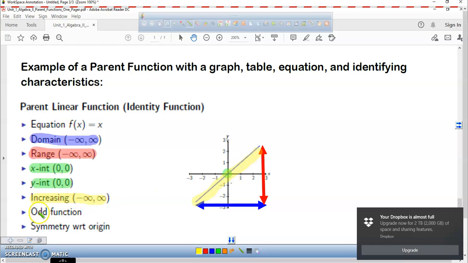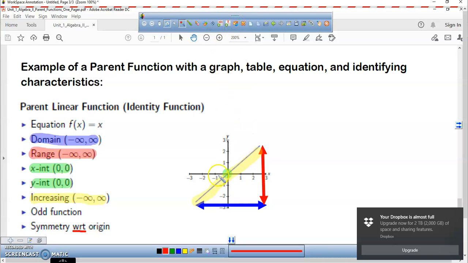Now we're going to talk about what's an odd function, what's an even function. Odd functions are symmetrical with respect to the origin. So if you look at this right here where it says WRT, that means with respect to. So basically it means if I have a point that's right here, there's going to be a point perfectly across the origin that is symmetrical to it. So that's what we call an odd function graph.